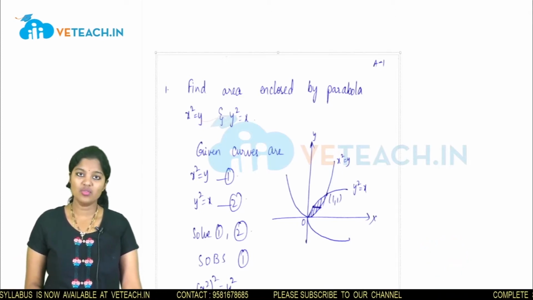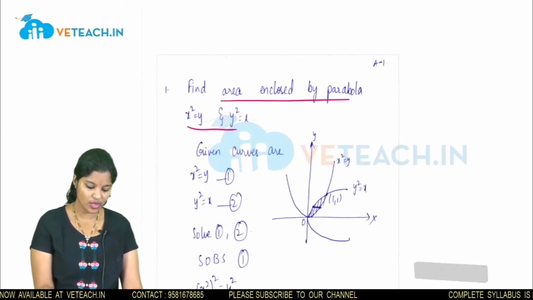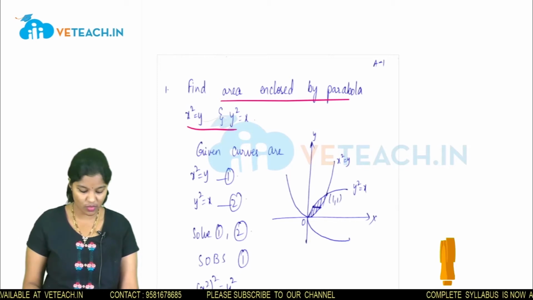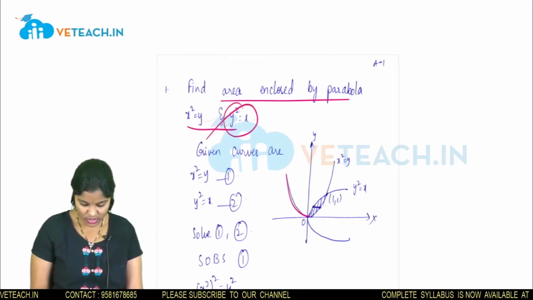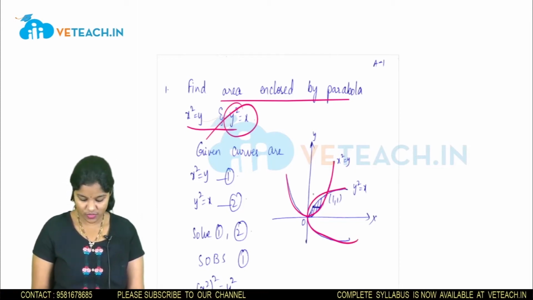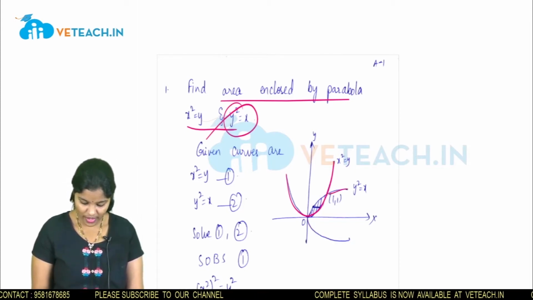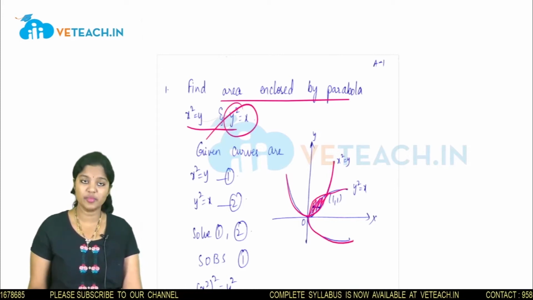Okay. Now take a simple example here. Find the area enclosed by the parabolas. Here the given curves are x square equals y and y square equals x. So the curve x square equals y will be in this form, and y square equals x will be in this form. So we should find the area which is in between them.